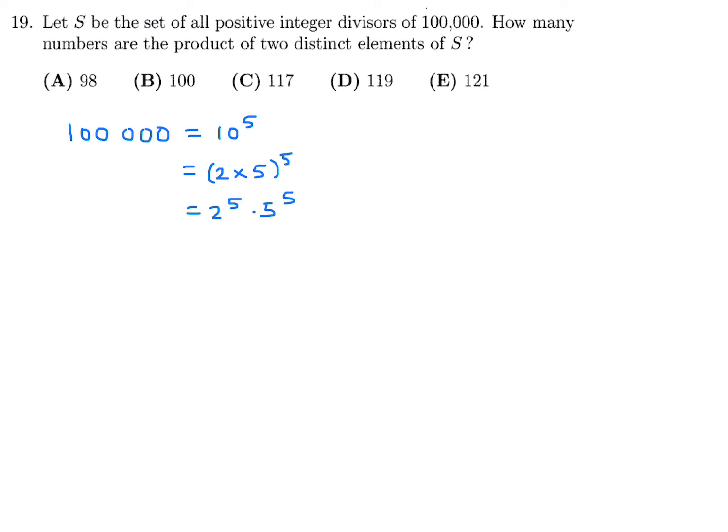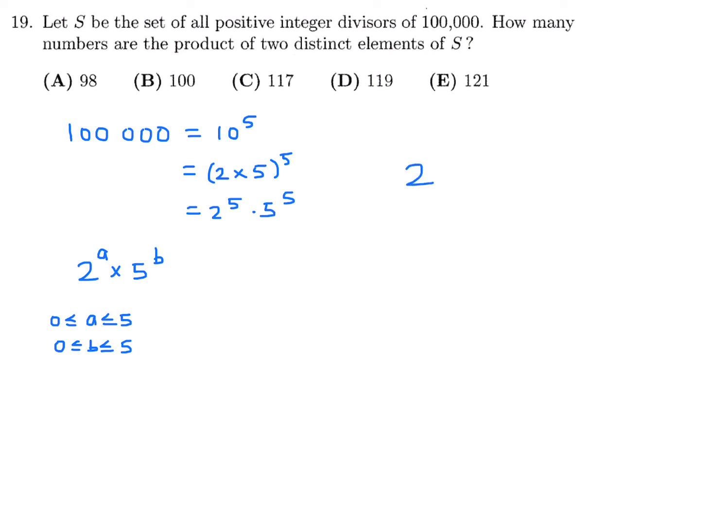So any number that is a divisor would be of the form 2 to the power of A times 5 to the power of B, where A is anywhere between 0 and 5, and B is between 0 and 5. These would be the divisors, any number of that form, where A is between 0 and 5 and B is between 0 and 5. Okay, so we take two distinct of those elements.